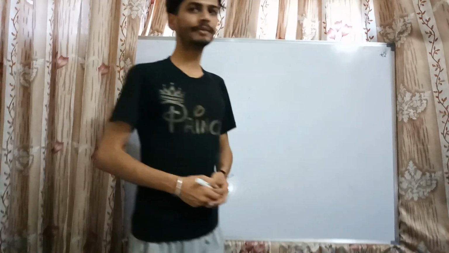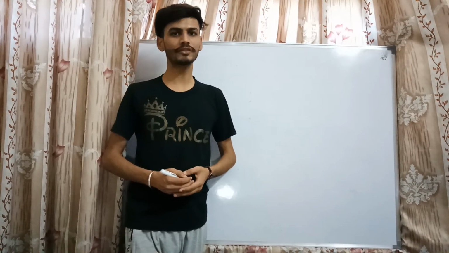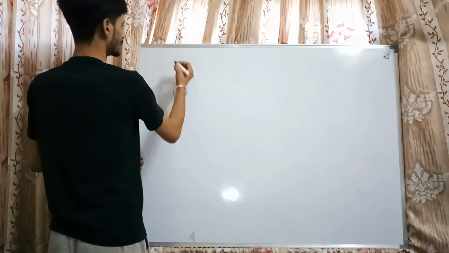Yesterday we did just an introduction about the concept of similarity related to triangles, in which we studied the concept of similarity and the concept of congruency. So today I am going to provide you some examples related to the concept of similarity and the concept of congruency. So now look at the whiteboard.